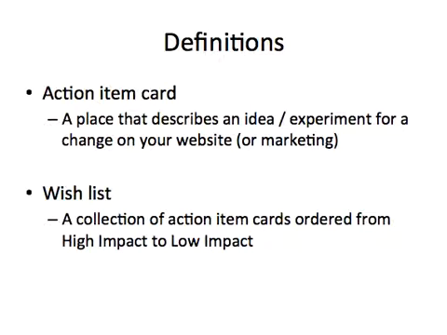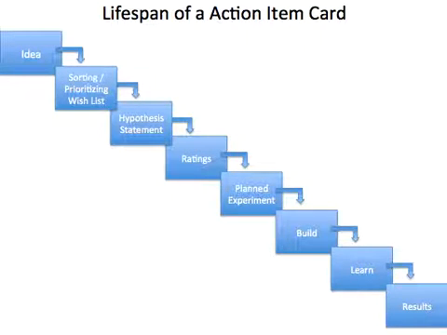All right, so today we're looking at managing your wish list and your action item cards. So let's just start off with a couple of definitions. An action item card is a place that describes an idea or an experiment for a change on your website or, in fact, your marketing. And then a wish list is a collection of all these action item cards, and they should be ordered with the most high impact items at the top of the list, and the most low impact items at the bottom.